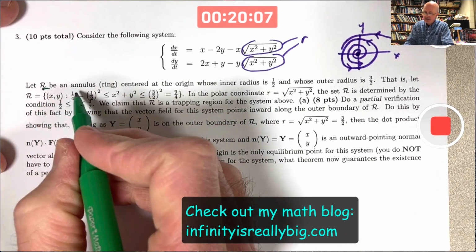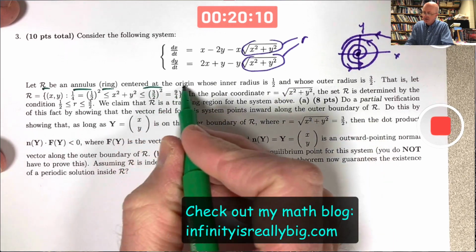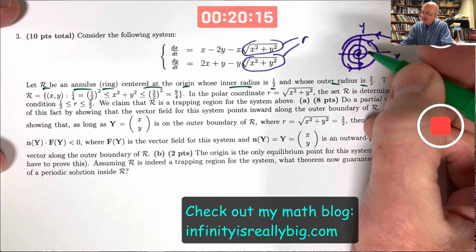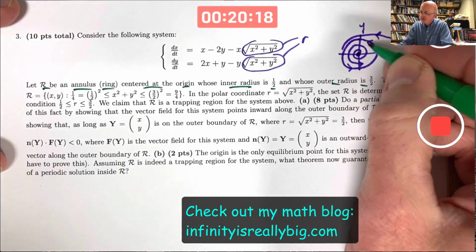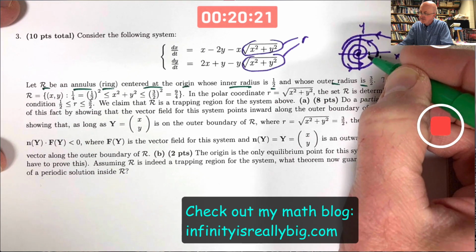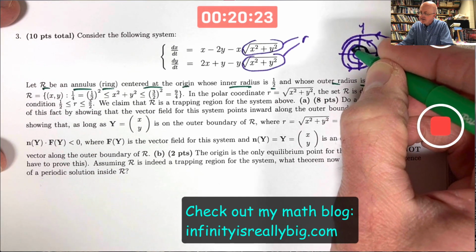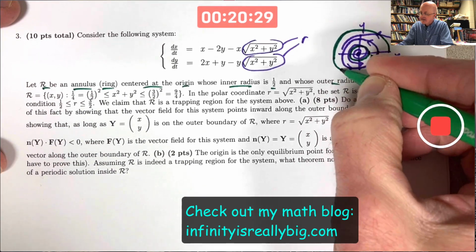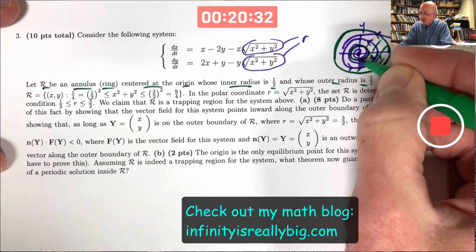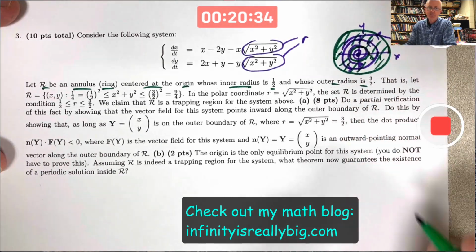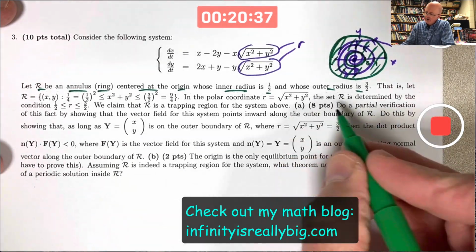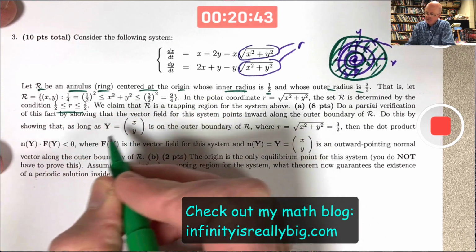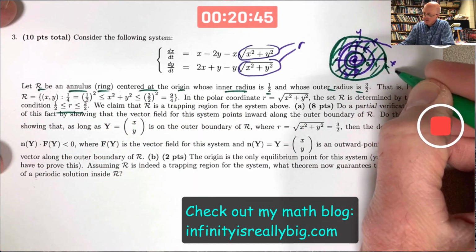Let R be the annulus, or ring shape, centered at the origin, whose inner radius is a half and whose outer radius is 3/2. Here's the official definition of R. So if the purple circle there is radius 1, a radius 1/2 circle is going to be about like this, and a radius 3/2 circle is going to be about like this. R is this annulus, the official name of this ring shape. In polar coordinates, where r equals the square root of x squared plus y squared, it's determined by this condition: r is between 1/2 and 3/2, like I drew here. This is 3/2 right there.